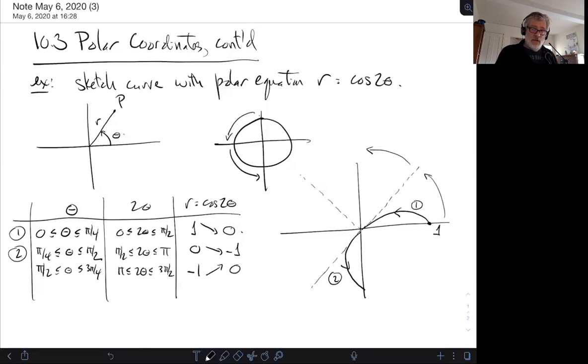So again, the angle now is going like this, but r is negative, so I go on the other side. I start at +1 and decrease down to 0. So this thing is just going to go back like that. That's the third part.